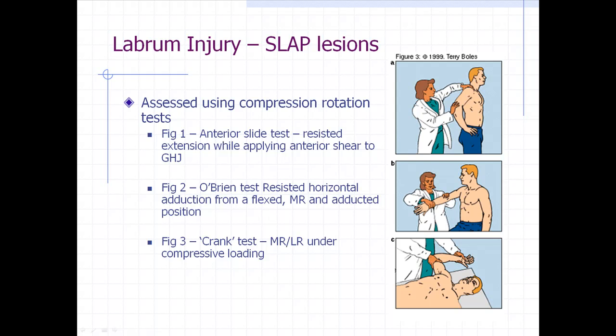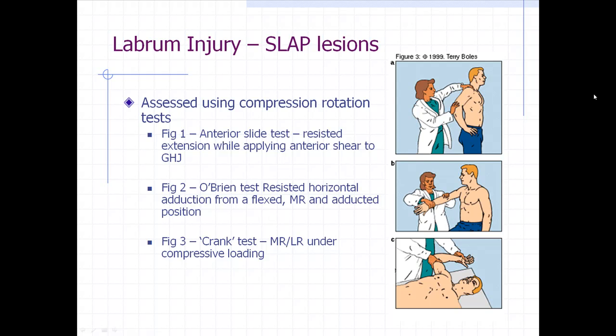The first one is an anterior slide test, in which the individual resists the movement of extension, whilst applying anterior shearing motion to the glenohumeral joint. So here's the clinician producing an anterior shearing motion at the head of the humerus whilst resisting the movement of extension.